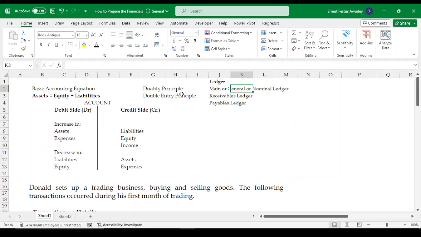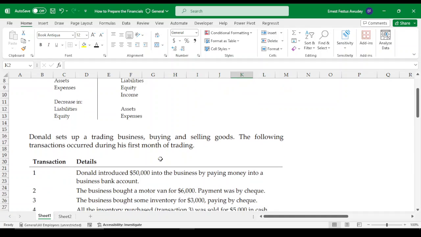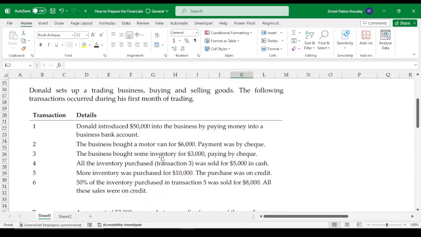So having understood the basics of debit and credit, let us now put this knowledge into practice. All right, and then your understanding will be well enhanced. I hope so. All right, so we have some transactions for Donald. So we are saying that Donald sets up a trading business, buying and selling goods.